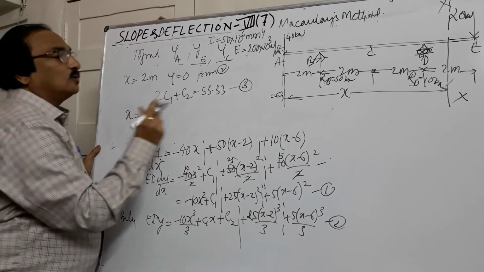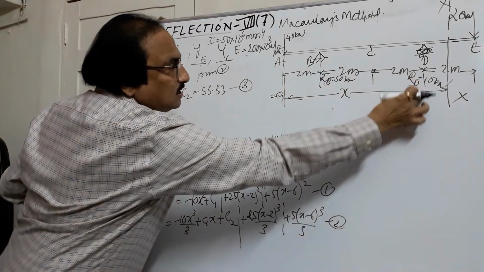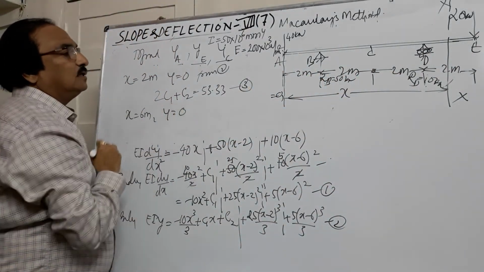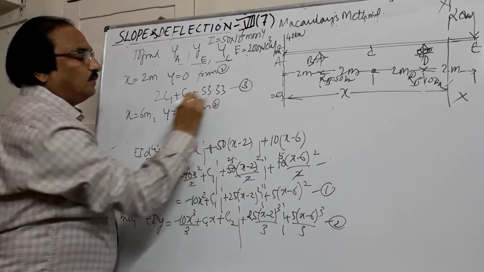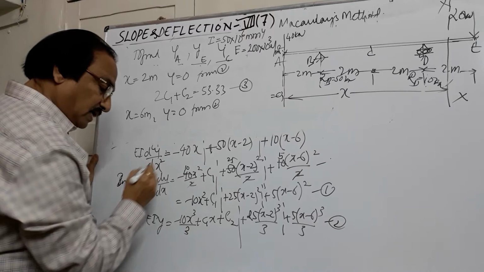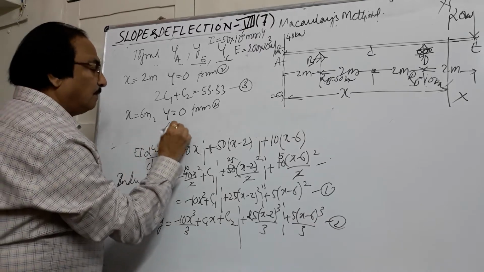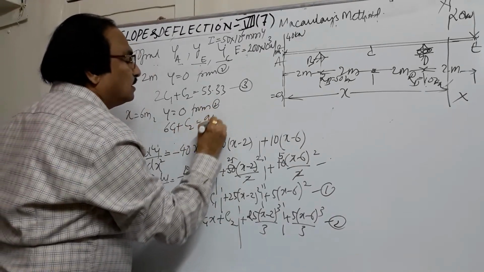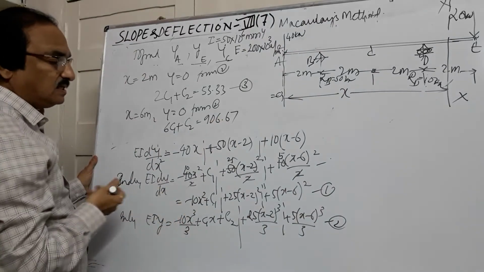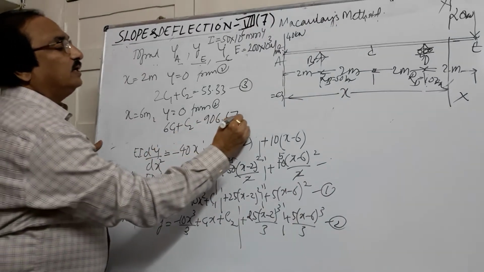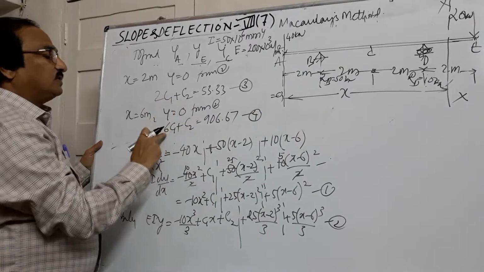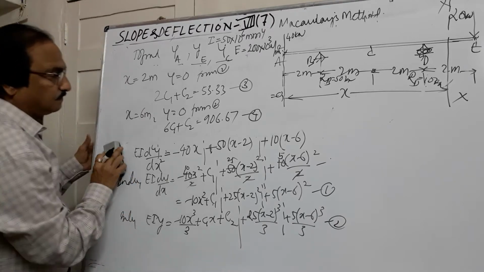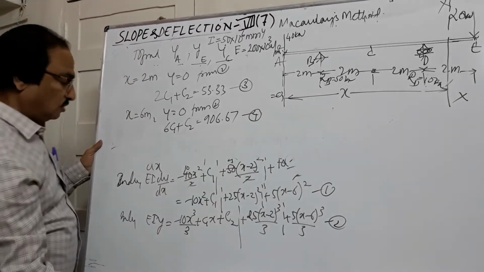Second condition, when x is equal to another support, this point. So this distance will be 2 plus 2 plus 2. When x is equal to 6 meters, again the deflection is 0. Again from equation 2 for deflection, if you simplify, you get 6C1 plus C2 is equal to 906.67, if you simplify this in the deflection equation. So we have got two equations in terms of C1 and C2. Two unknowns, you have got two equations. You will have to solve these two equations. So you know very well how to solve the equations.